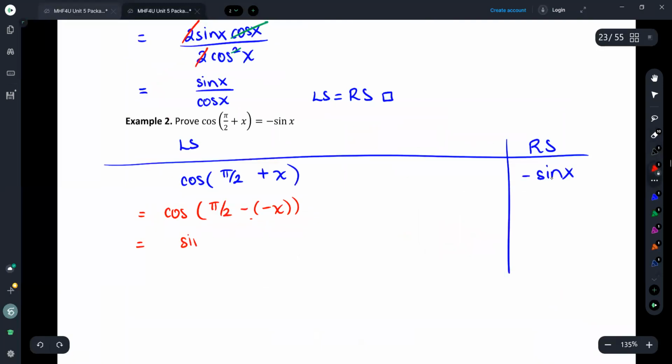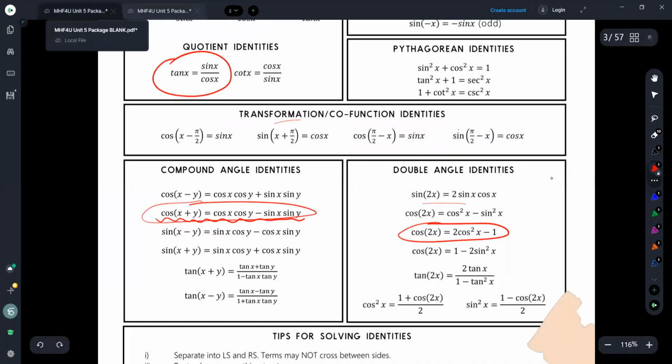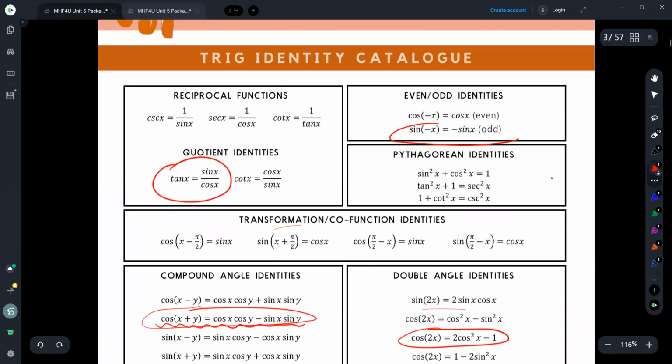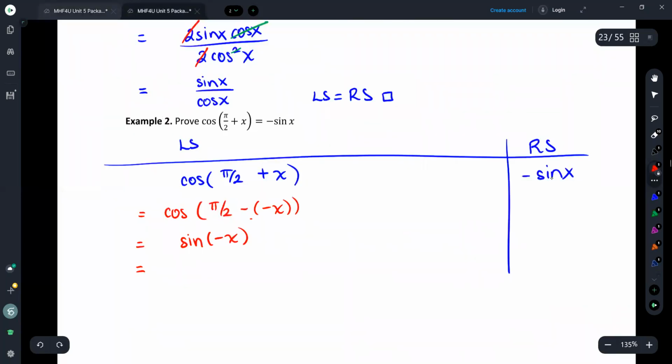And what do we know about the sine of negative x? Because sine is an odd function, what will this be equal to? Sirwa? Negative sine x. Yes, so using our even and odd identities, sine of negative x equals negative sine x because sine is odd. So this will be negative sine x.